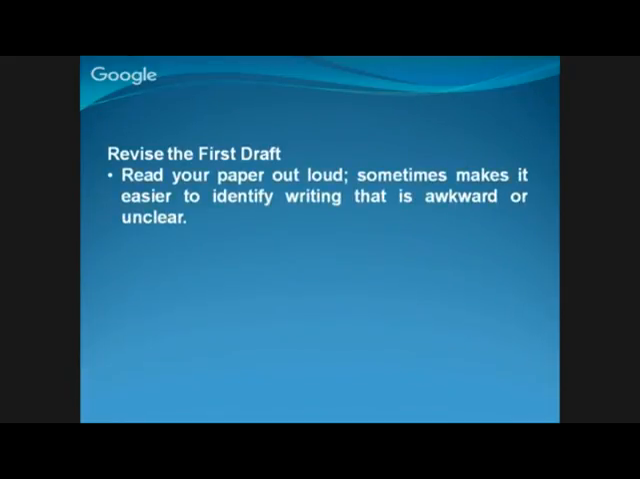Another technique is, read out your paper loud. So you see, when I am reading like this, read your paper out aloud, okay? You are able to find out where to put a comma or where to put a full stop when you are reading it out. Sometimes it is easier to identify writing that is awkward or not clear. When you read it out, always do this: once the write-up is ready, speak it out. You will feel where a gap has come or where you should have put punctuation.